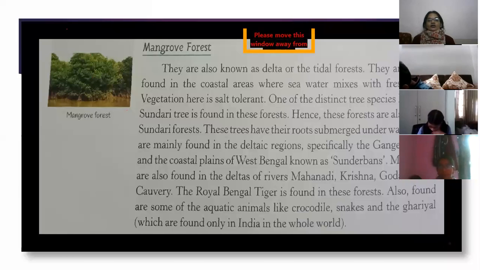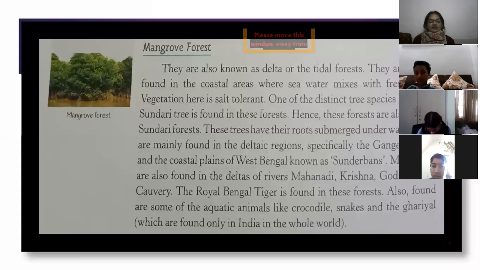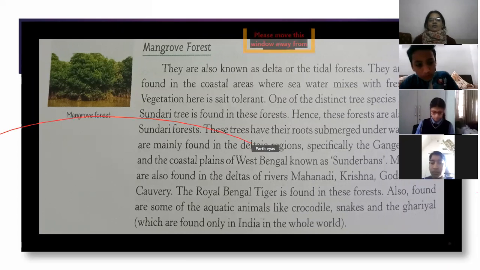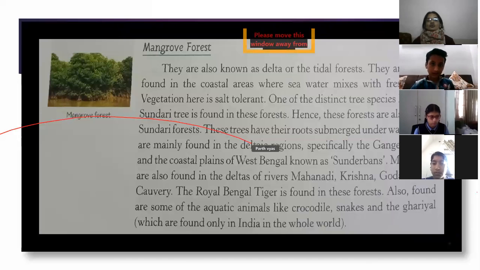They are under the water and mainly found in the deltaic region, specifically the Ganga delta and the coastal plains of West Bengal, known as Sundarbans. Yes, these trees are found in the deltaic region of Ganga. Clear, students? The Gangetic Delta region and the coastal plains of West Bengal. You might have heard about the Sundarbans also. So Sundarbans are found in the deltaic region.